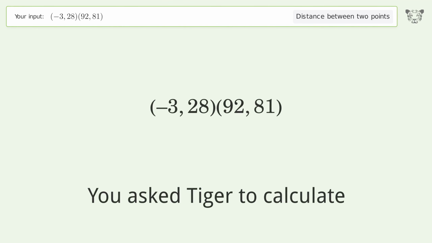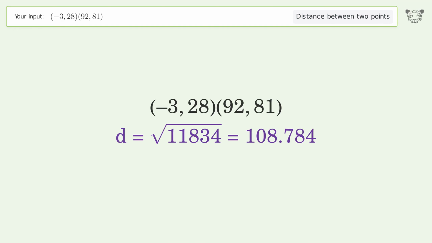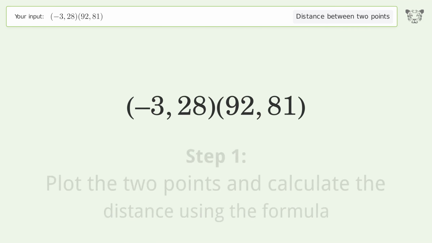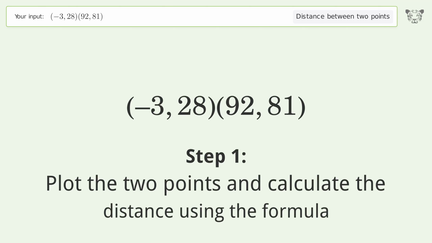You ask Tiger to calculate. This deals with the distance between 2 points. The distance between the 2 points is the square root of 11,834 or 108.784. Let's solve it step by step. Plot the 2 points and calculate the distance using the formula.